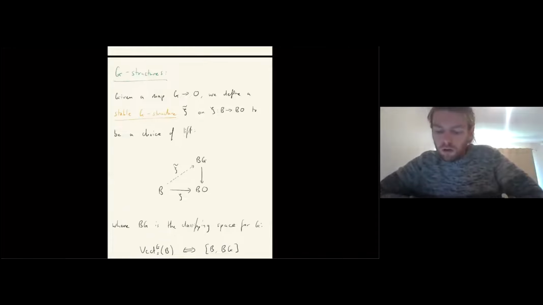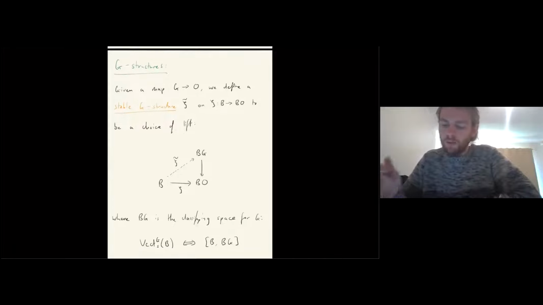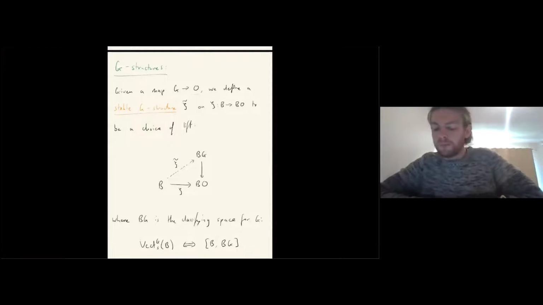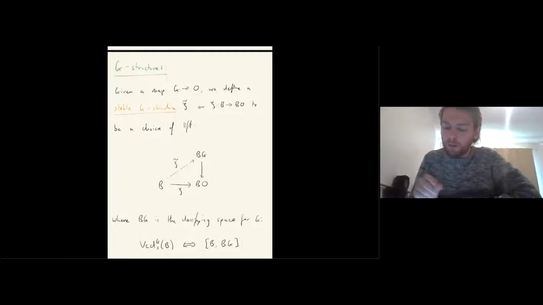Okay, so G structures, so putting structures on vector bundles. If we have a map from, say, some topological group G to the stable orthogonal group (now we're working stably here), then we define a stable G structure on a given bundle.